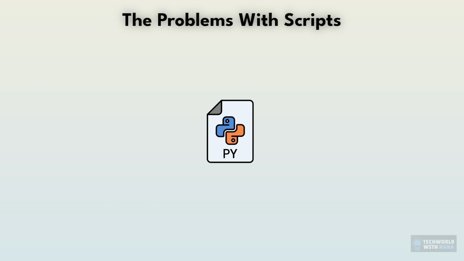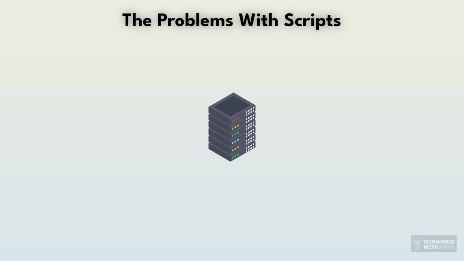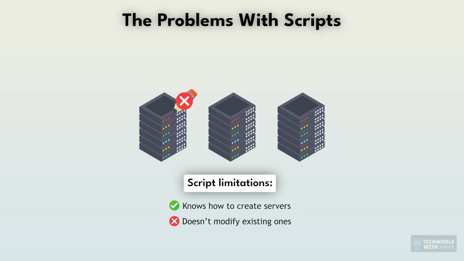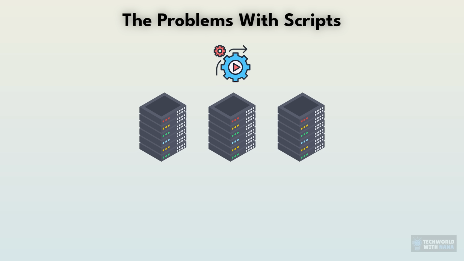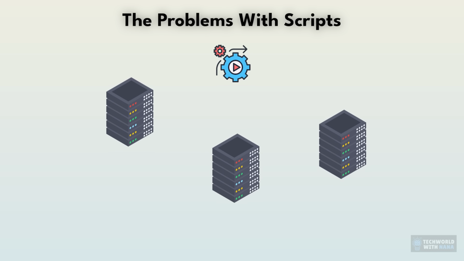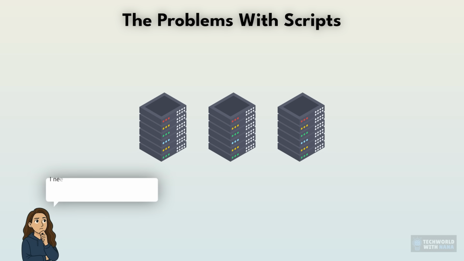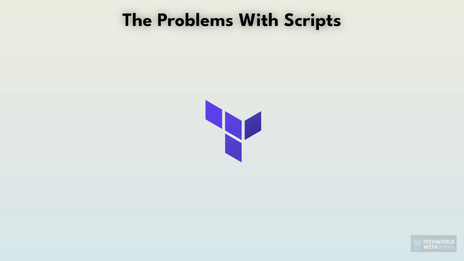And finally, scripts also do not handle updates well. Let's say you have a server running, and you want to change its instance type. Your script only knows how to create servers, but it's not really good at modifying them. So you're automating, but you're not really managing infrastructure. You're just clicking faster through code, basically. So this is when you realize you need something that understands the current state of your infrastructure and can manage changes intelligently. And that's where infrastructure as code tools like Terraform come in.